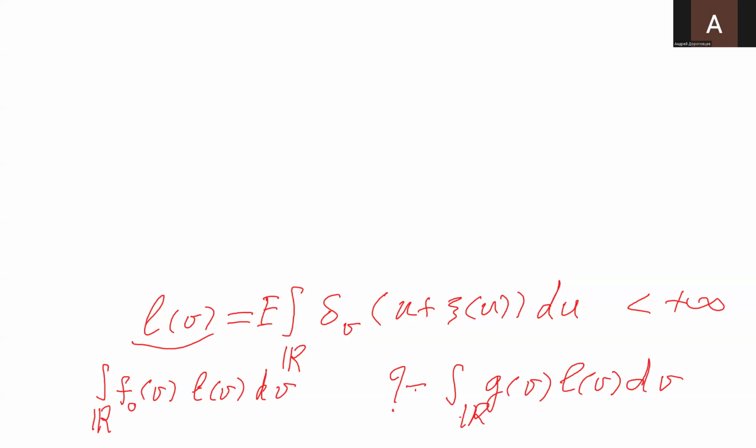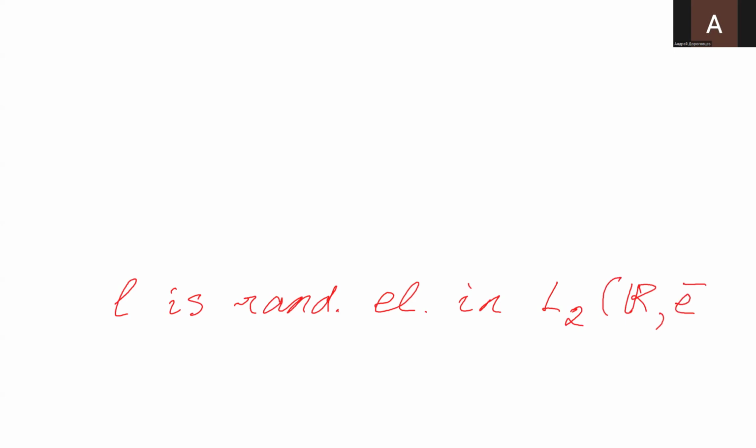Why? It is not hard. It is a rather technical problem to prove that this local time L is a random element in L2 of r with some rapidly decreasing density. So, for example, with Gaussian density, e to the minus u squared over 2, du.